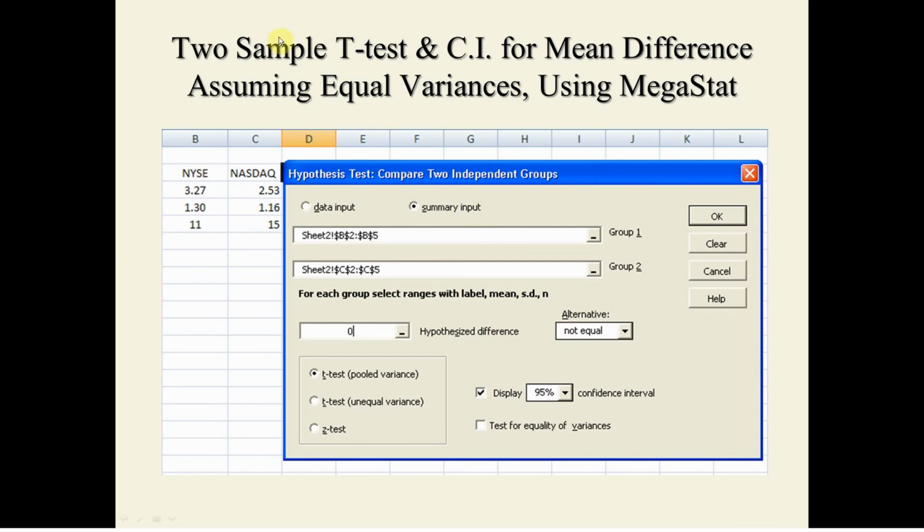The two-sample t-test and confidence interval for mean in Megastat would look like this. Put our values in, and notice instead of giving the data, since we have the sample means and sample standard deviations, we just give it the summary inputs here. And the hypothesis would be the difference compared to independent groups. Hypothesis difference is 0, and we're saying the alternative is not equal, 95%. T-test pooled. Pooled meaning that the variances are about the same. We would use the unpooled one if the variances were not the same. Variance meaning the standard deviation. And if we knew the standard deviations, we'd use the z-test.